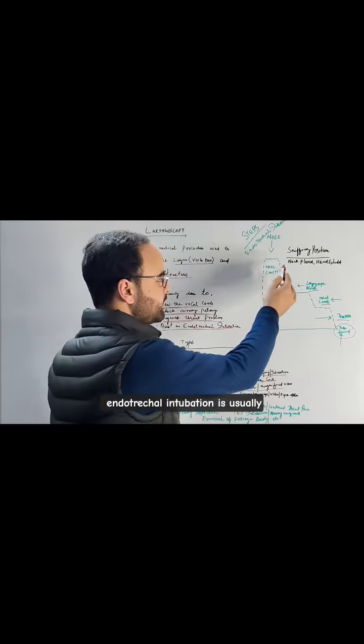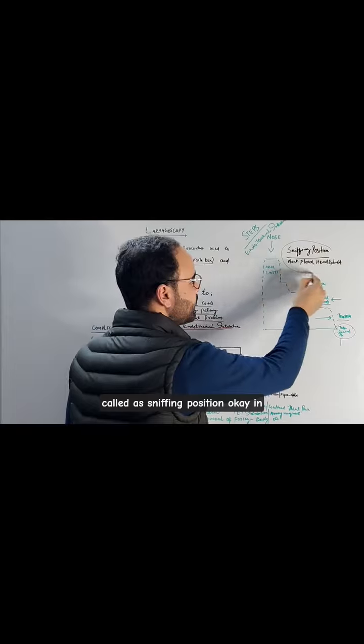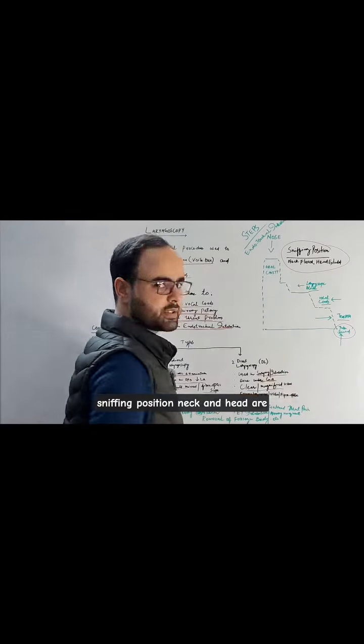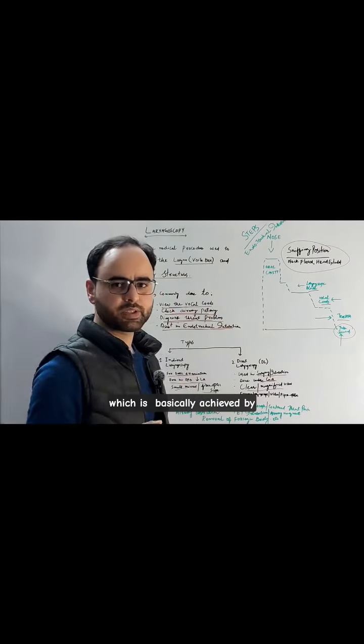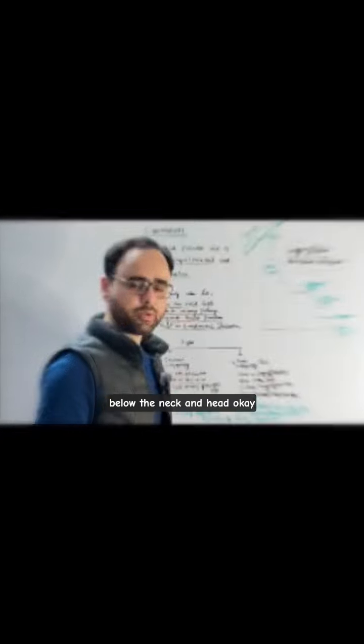Endotracheal intubation is usually done in a position which is called the sniffing position. In the sniffing position, the neck and head are slightly flexed and extended respectively. This position is achieved basically by inserting a small pillow below the neck and head.